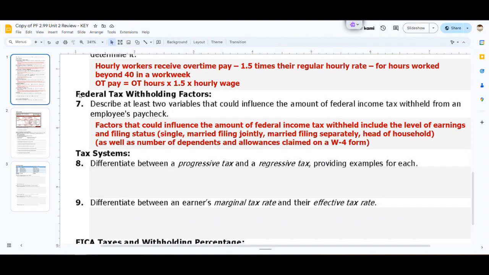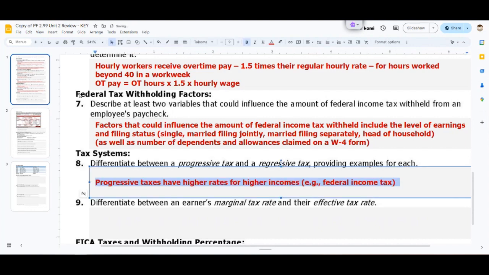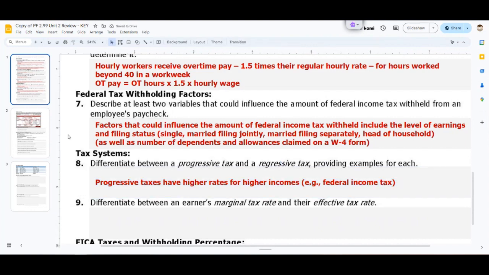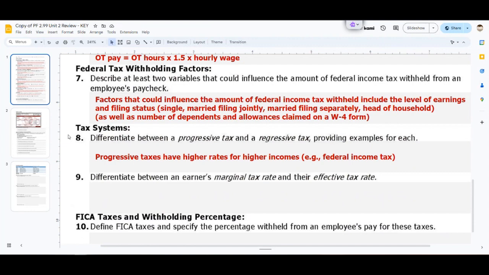All right, number 8, differentiate between a progressive tax and a regressive tax. So a progressive tax, as the name suggests, progresses or advances in such a way that as your income increases, the taxable amount that you pay and the tax percent increases as well. Our federal income tax is an easy example of this. As our income goes up, we fall into higher and higher tax brackets and we pay higher and higher percentages in income tax. Thirty-some odd states have a progressive state income tax as well.